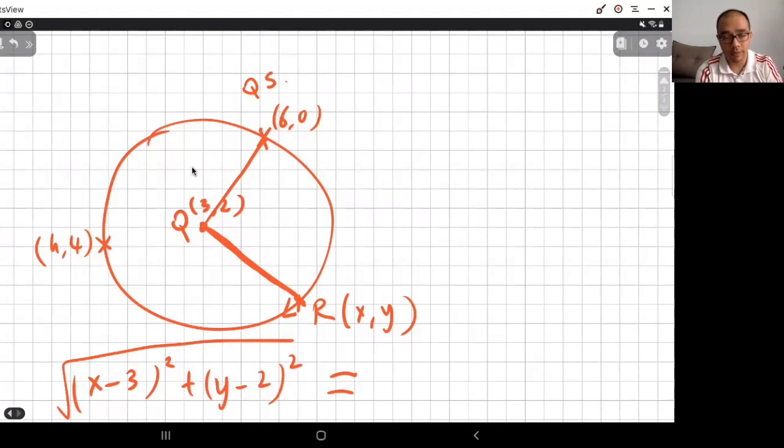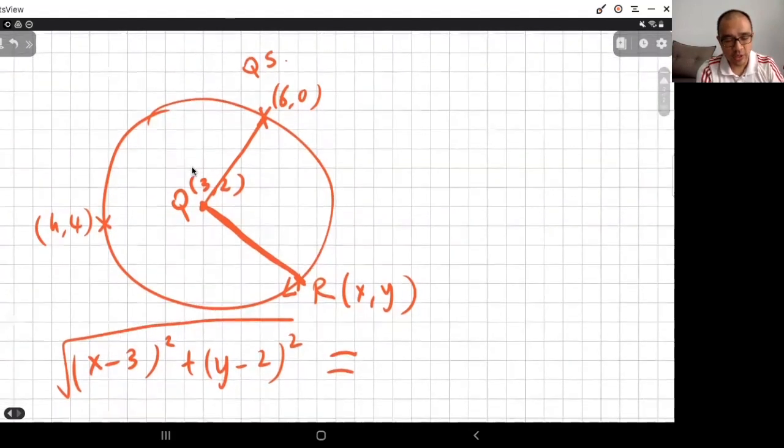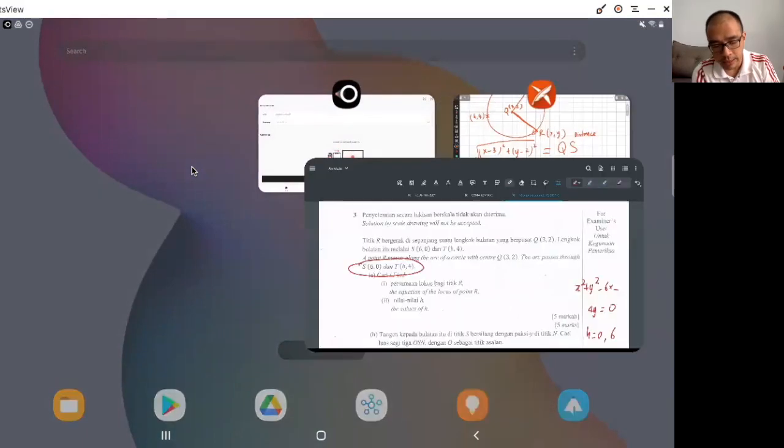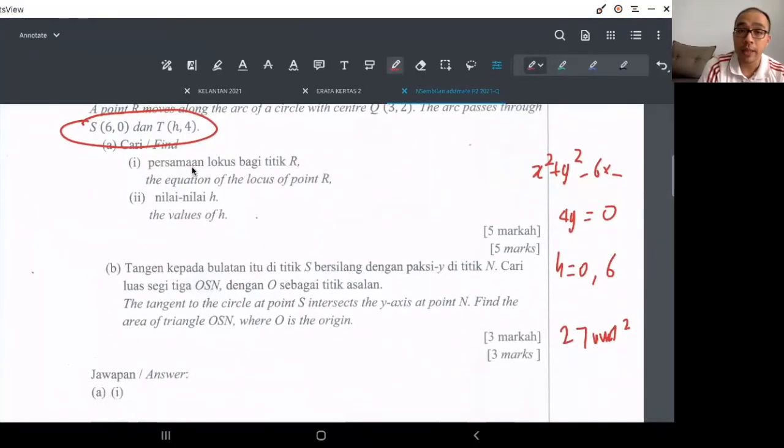So I'm going to leave this here like this, equal to the distance QS. Then you should be able to get this answer: x squared plus y squared minus 6x minus 4y equals 0.